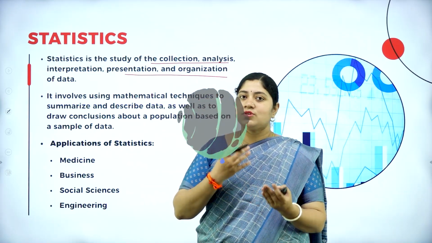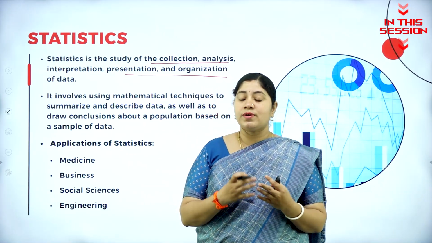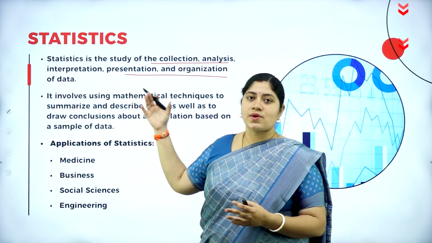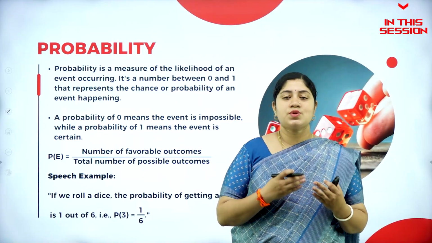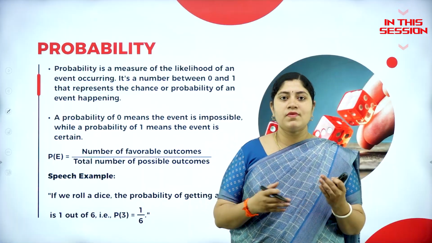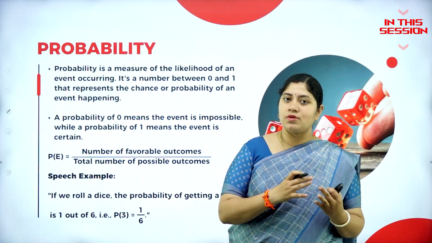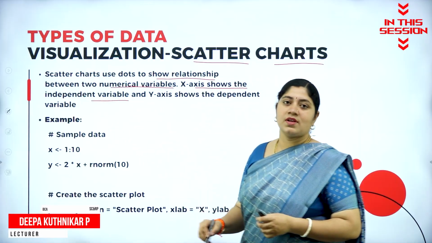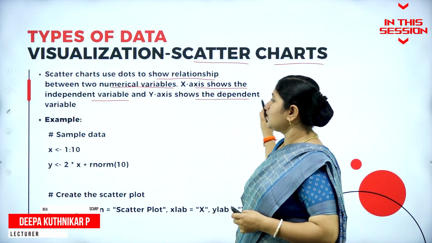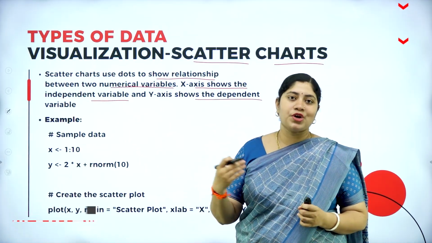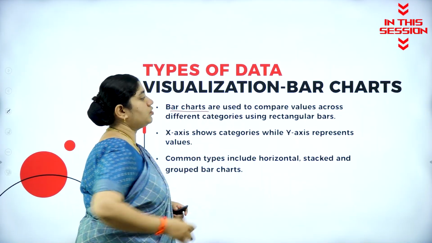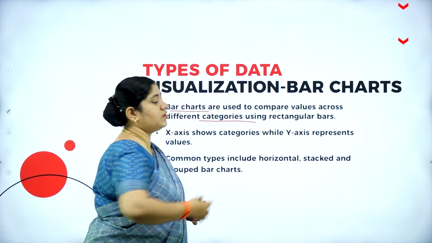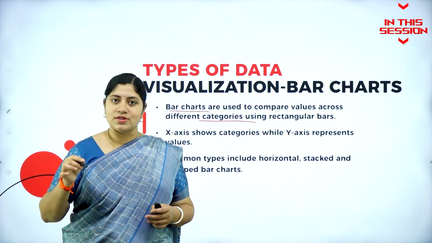So whatever the data you pick, for that data you will be representing in a very good organized form. So that is coined as statistics. It is very simple. So probability we can define as a likelihood. Okay, x-axis is used to show the independent variable, and y-axis is used to show the dependent variable. Bar charts are used to compare values across the different categories using rectangular bars.